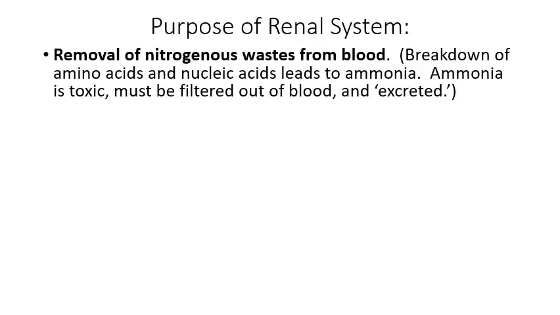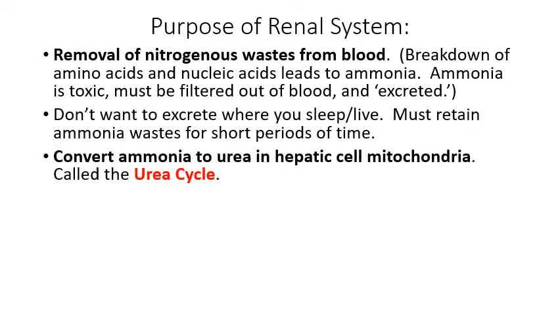All right, so what is the purpose of the renal system once again? The purpose of the renal system is to remove nitrogenous waste from the blood. Breakdown of amino acids and nucleic acids leads to the formation of ammonia. Ammonia is quite toxic, so we have to get rid of it. It has to be excreted. Okay, so we don't want to excrete in the area where we sleep, so we have to be able to retain this ammonia for short periods of time until we can go and get rid of it, preferably someplace else.